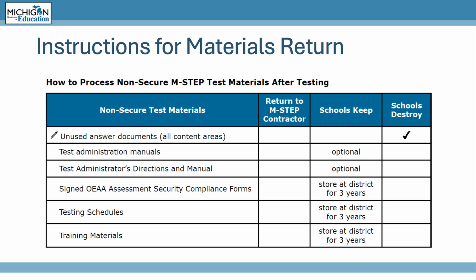Again, you'll notice there's a whole column that's empty here, the Return to MSTEP Contractor column. Of course, that's because non-secure materials don't need to be returned. Schools can keep test administration manuals, the test administrator's directions and manuals, the OEAA security compliance forms and testing schedules. The security compliance forms, testing schedules, and training materials have to be stored at the district for 3 years. The materials that you destroy are any unused answer documents, and if you aren't using the special handling envelope.